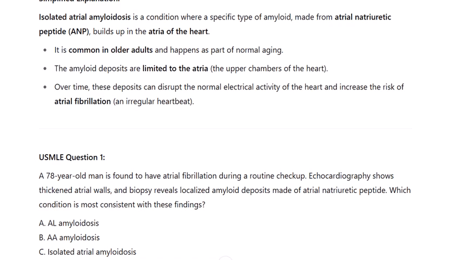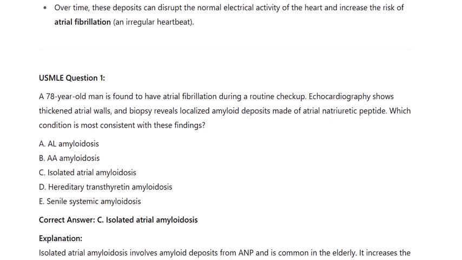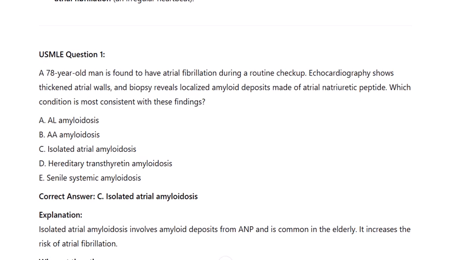USMLE Question 1. A 78-year-old man is found to have atrial fibrillation during a routine checkup. Echocardiography shows thickened atrial walls, and biopsy reveals localized amyloid deposits made of atrial natriuretic peptide. Which condition is most consistent with these findings?